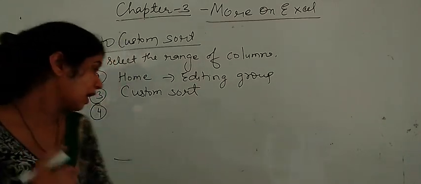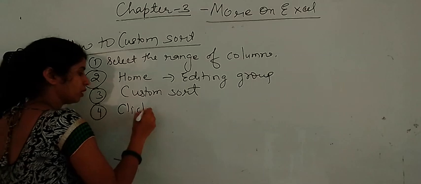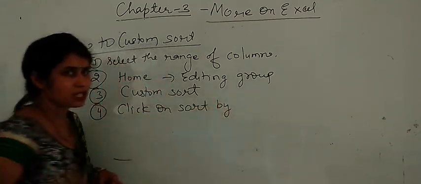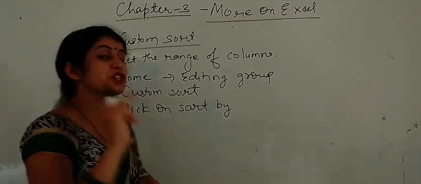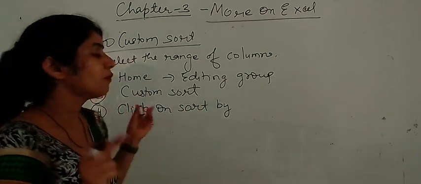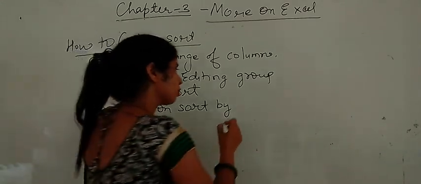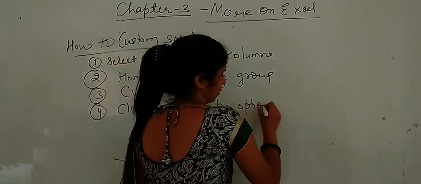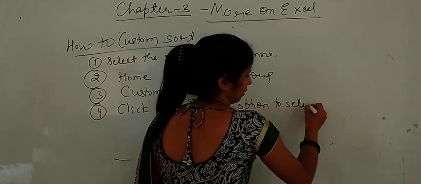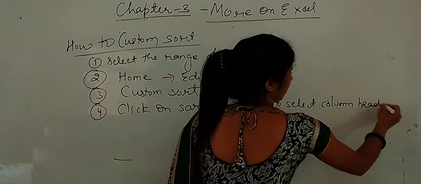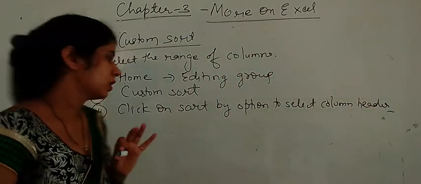For this, at first you have to click on, there are two options available there. First is sort by and second is sort on. If I want to select the column header, click on the sort by option to select the column header. What is column header? You know?